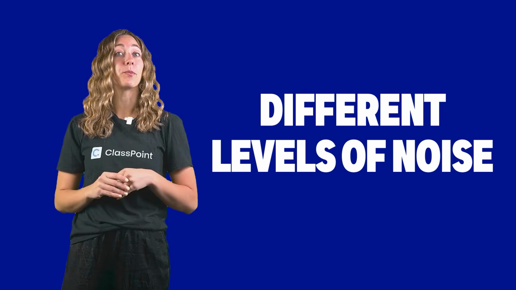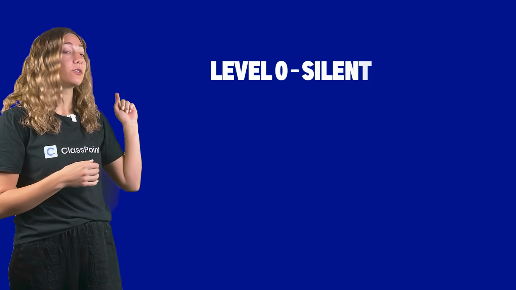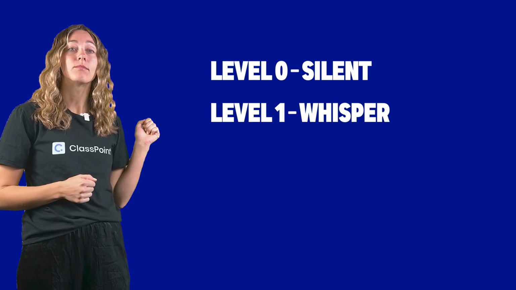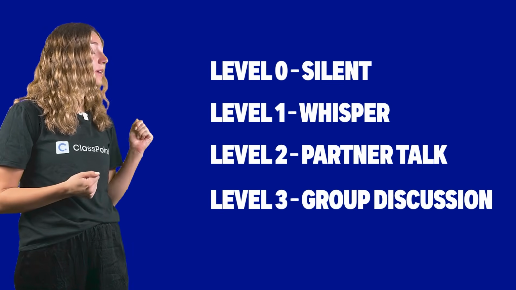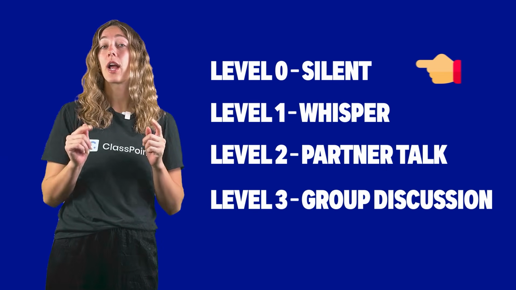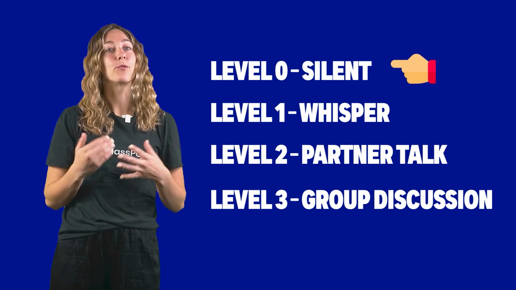To make things clear, you can try defining different levels of noise. Level 0 is silent. Level 1 is a whisper. Level 2 is partner talk. Level 3 is group discussion. Try pointing to the level before each activity. We're at level 0 for the next 2 minutes. Then your students clearly know what to expect.